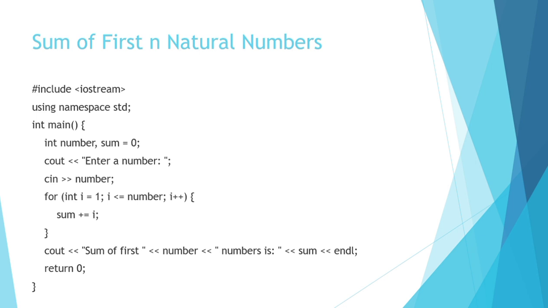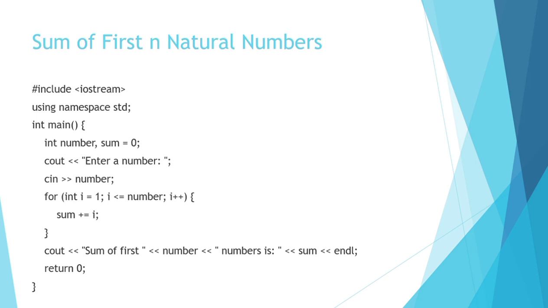The cout object is used to print output to the console. This line prompts the user to enter a number, asking them to input a value for the variable number. cin >> number. The cin object is used to take input from the user. The extraction operator is used to extract the input and store it in the variable number. The user is expected to enter an integer value, and this value will be used in the subsequent loop.